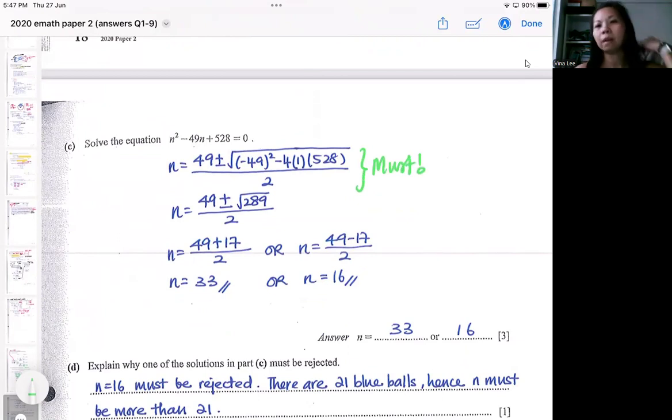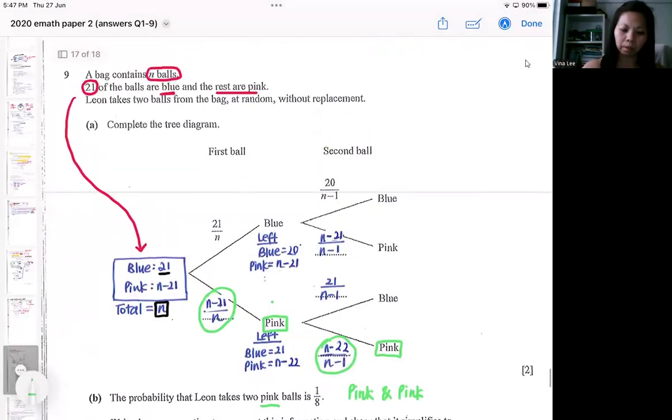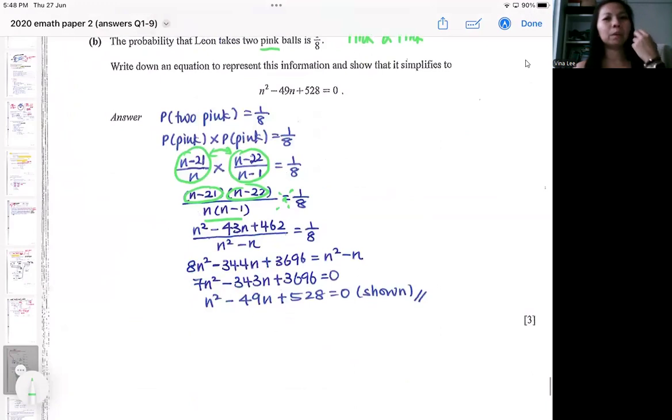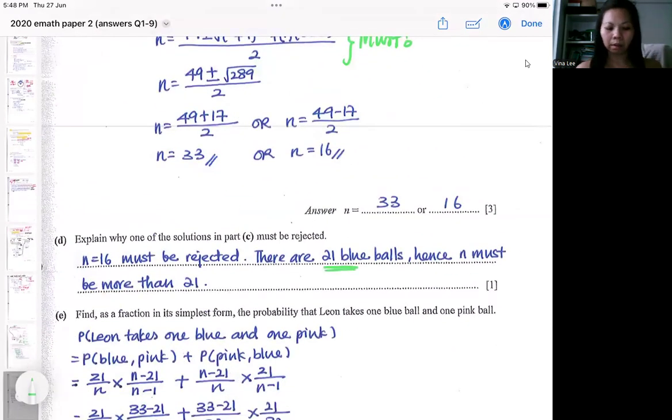You get both positive answers and the question is asking, why would you reject one of the answers? Common sense will tell you, try to put your 2 answers back into the question. So the 33 versus 16. When you put it back, isn't it common sense that 16 is not possible? 21 of them are already blue balls, so apparently the total has to be more than 21. If you don't know how to explain, logically you return it to the question and see which one is feasible. Very direct. The blue is already 21, your n has to be greater than 21. If not, you cannot have 21 blue balls. That's common sense.